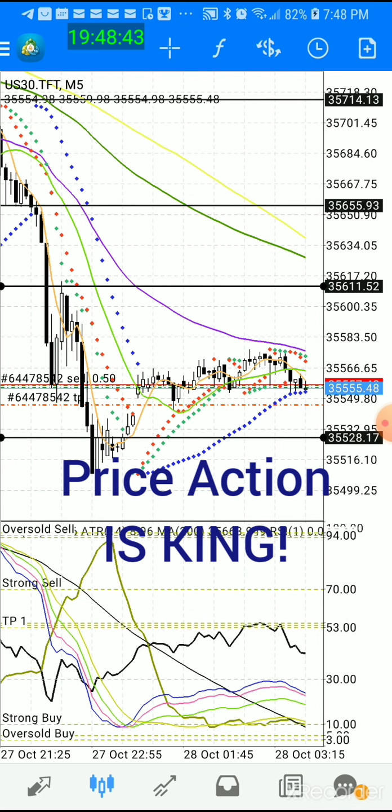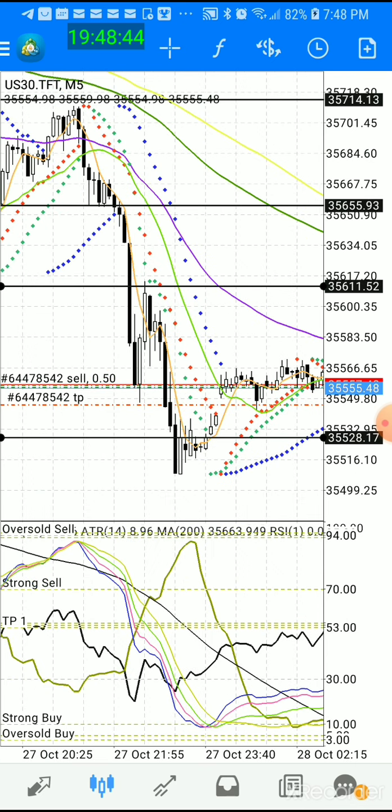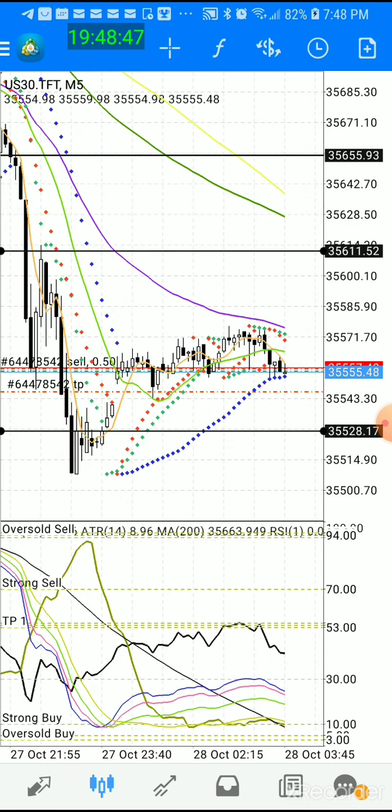Is it in a downtrend? Are we seeing lower highs and lower lows? Have we broken the structure, you know what I'm saying, to flip it around and go the other way? Or have we not broken any structures?